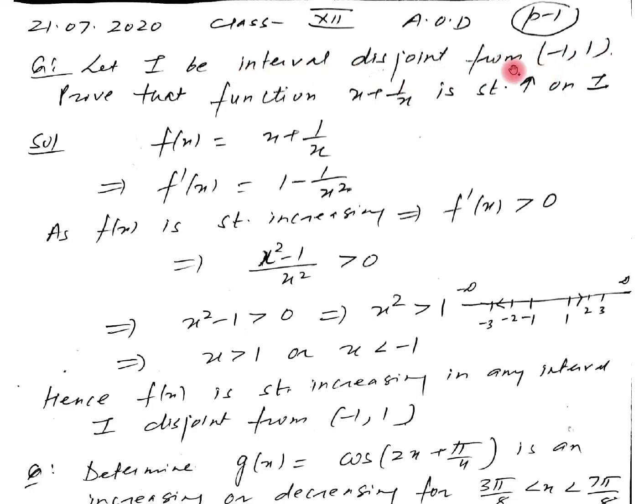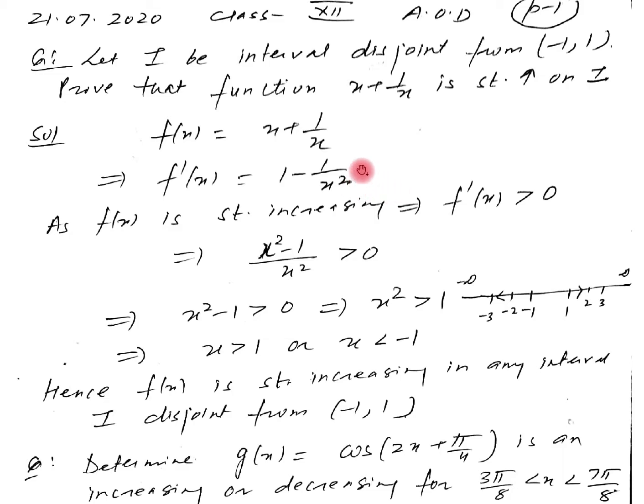It means leaving this interval, the remaining whole interval is the meaning of this line. We have to leave this interval and take the remaining. In that we have to prove that our function is strictly increasing. Let us see how to do it. The method is the same.